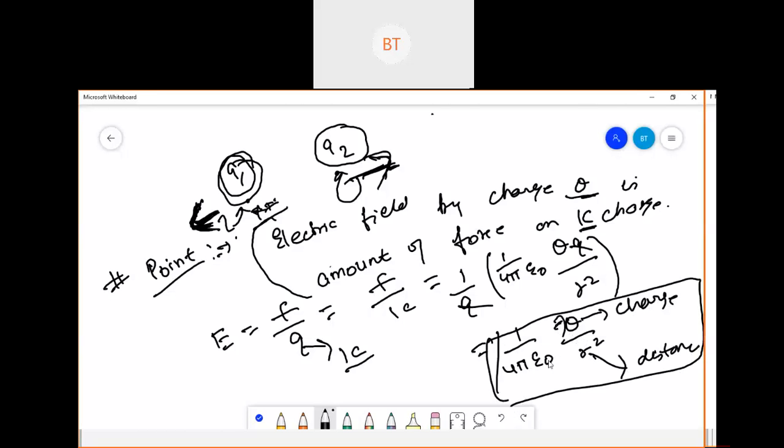We are getting a separate Q here, which we did not get earlier in Coulomb's law. So this is the new term which we have got. If you want to define what is point charge, we'll say that electric field by charge Q is the amount of force on 1 coulomb charge. Whatever amount of force is applied on 1 coulomb charge, that is the electric field due to a point charge. Let us try to understand how this is happening.